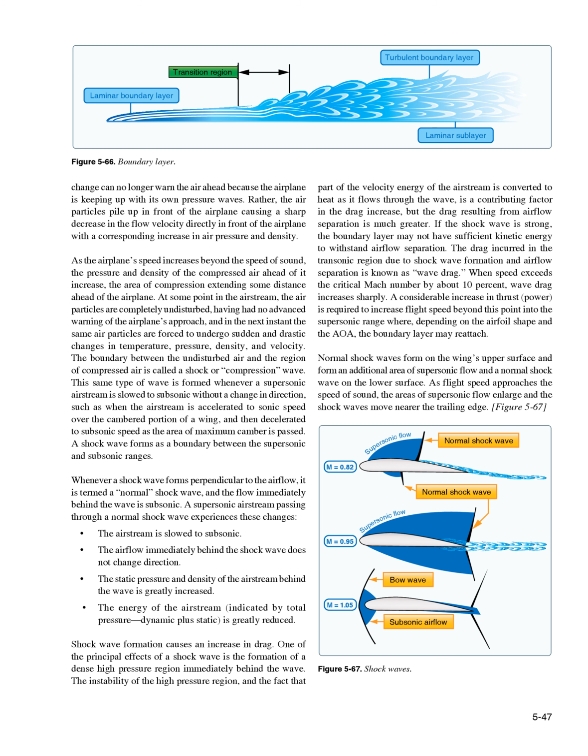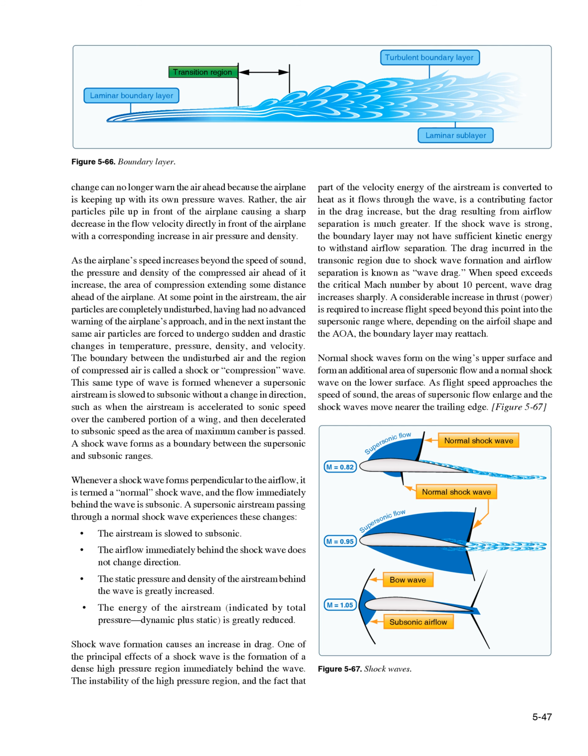Whenever a shock wave forms perpendicular to the airflow, it is termed a normal shock wave, and the flow immediately behind the wave is subsonic. A supersonic airstream passing through a normal shock wave experiences these changes. The airstream is slowed to subsonic. The airflow immediately behind the shock wave does not change direction. The static pressure and density of the airstream behind the wave is greatly increased. The energy of the airstream, indicated by total pressure, dynamic plus static, is greatly reduced.